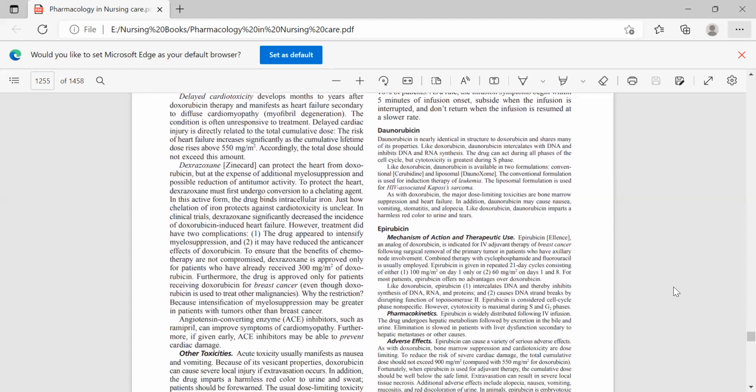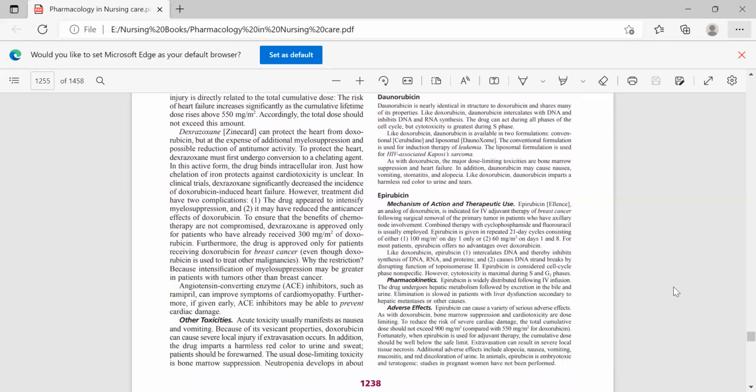Another drug is epirubicin. Epirubicin is the same as doxorubicin and is indicated as IV adjuvant therapy for breast cancer following surgical removal of the primary tumor in patients who have axillary node involvement. Epirubicin is combined with cyclophosphamide and fluorouracil in combination therapy. Epirubicin is given in repeated 21-day cycles consisting of either 100 milligram per meter square on day 1 only, or a second type of regimen of 60 milligram per meter square on days 1 and 8.